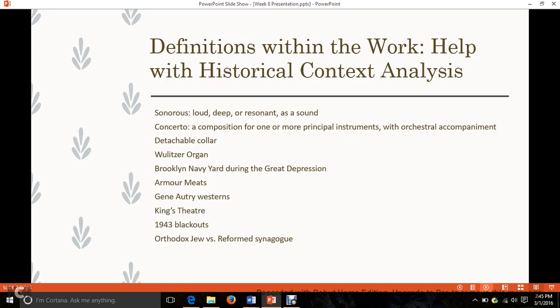So the sonorous gives you an impression of what his voice sounded like, but it also relates to that cello sound. And a concerto is, I think this is also interesting, as we look deeply into a poem, even through the definition.